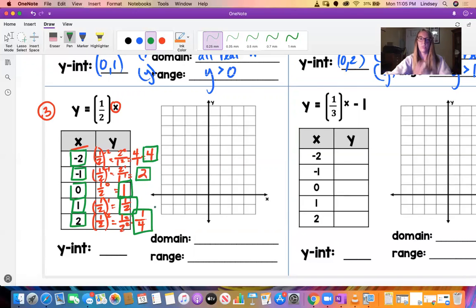All right, now let's graph. Okay, so we have x equals -2, y equals 4. So -2, 4. We have -1, 2. We have 0, 1. We have 1 and 1/2. And then we have 2 and 1/4, I'm sorry. All right, so once again, we can see the graph is going like that.